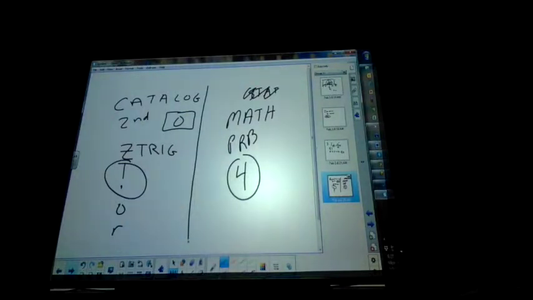Is that okay so far? Did you find the math button? 40,000 is too big to factorial. Perfect. All right.